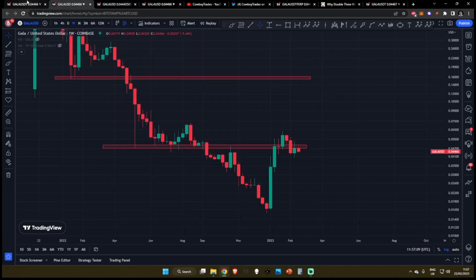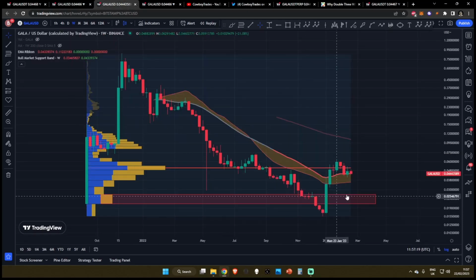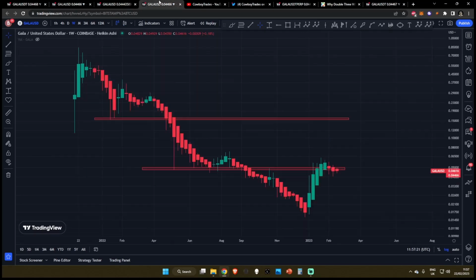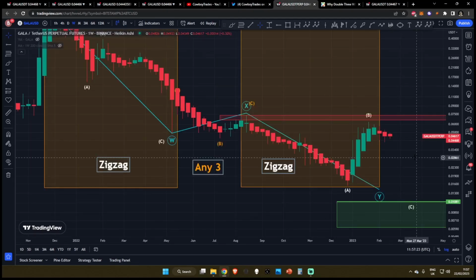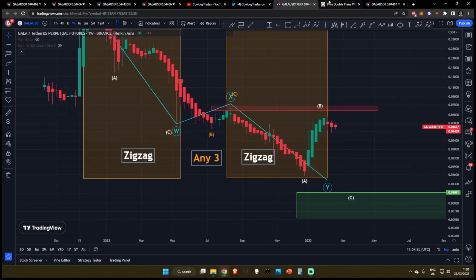Pairing this with everything else we've looked at on the chart, like momentum indicators, Heikin-Ashi flipping bearish, range high swing failure patterns, also retesting range lows as resistance, red, green, red patterns, and getting rejected from the volume profiles, everything is looking like it's lining up with this beautiful WXY double three structure, Elliott wave theory, coming down to wave C, which I think is going to land us between 1 cent and 0.06 cent. Now, how do I get to these price targets?